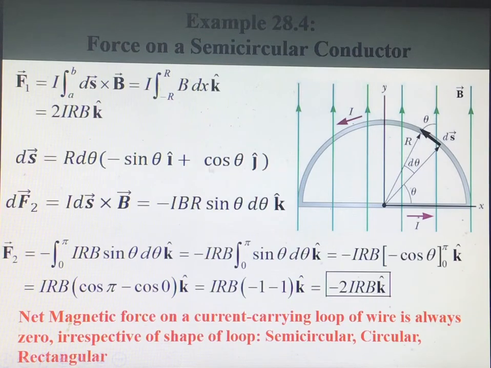The point here is that if you add F1 to F2, you get 0. Something I want to take out of this is that the net magnetic force on a current carrying loop of wire is always 0, irrespective of the shape of the loop. It doesn't matter if it is semicircular, circular, or rectangular. Once you have a loop of conductor carrying a current placed in a magnetic field, the sum of all the forces, the net magnetic force, is just going to be equal to 0.